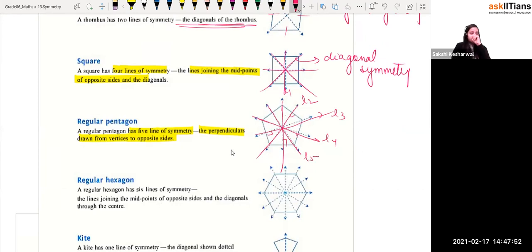Now you just see one thing, specifically for a regular polygon: if it has three sides, how many lines of symmetry? Three. If it's a four-sided regular polygon, then it has four lines of symmetry. If it is a regular pentagon, that is, it has five sides, it will have five lines of symmetry. But if it is irregular, it's random, so we cannot say. But if it's regular, then it's for sure.